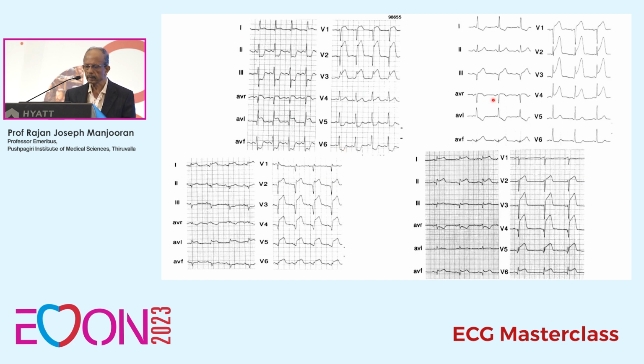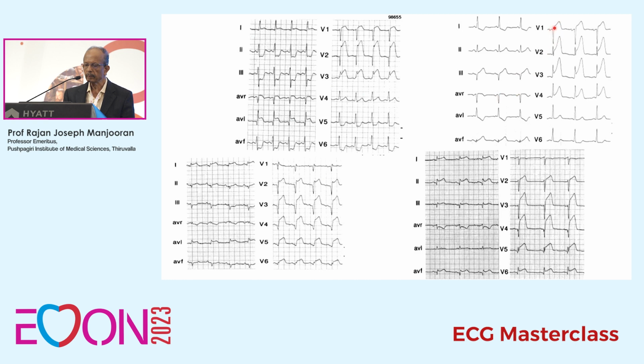Second, let's look at here. Any takers? You can try now. What does the AVR show? Maybe minimal elevation, not very striking. AVL does not show any elevation. But if there is no AVR ST elevation, you must always look at V1 also. V1 and AVR go together.